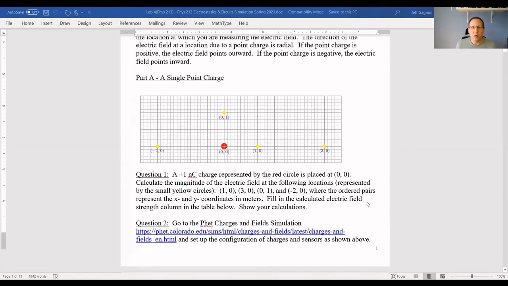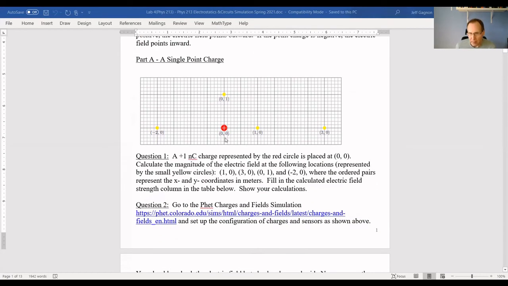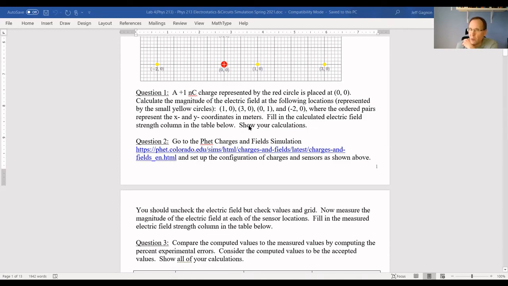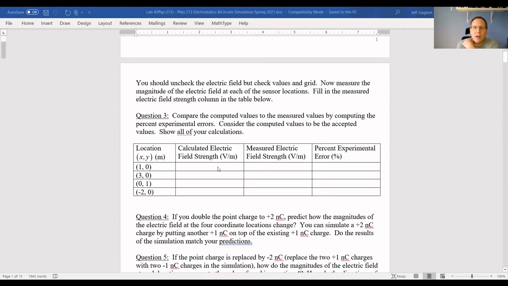Okay. So question 1, you're told that this is a +1 Newton per Coulomb charge. And I want you to calculate the magnitude of the electric field at this location, 1, 0, at 3, 0, at 0, 1, and at -2, 0. Okay, so you want to show all your calculations, just calculating the magnitude, and then you want to fill in the table here. So for those 4 locations, you want to calculate the magnitude of the electric field.